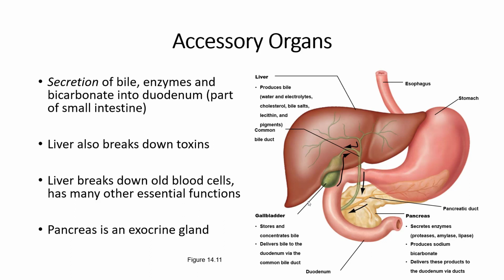The pancreas is an exocrine gland, but we will talk about later how it is also an endocrine gland secreting insulin and glucagon. Really cool gland. And these are essential for good digestion.